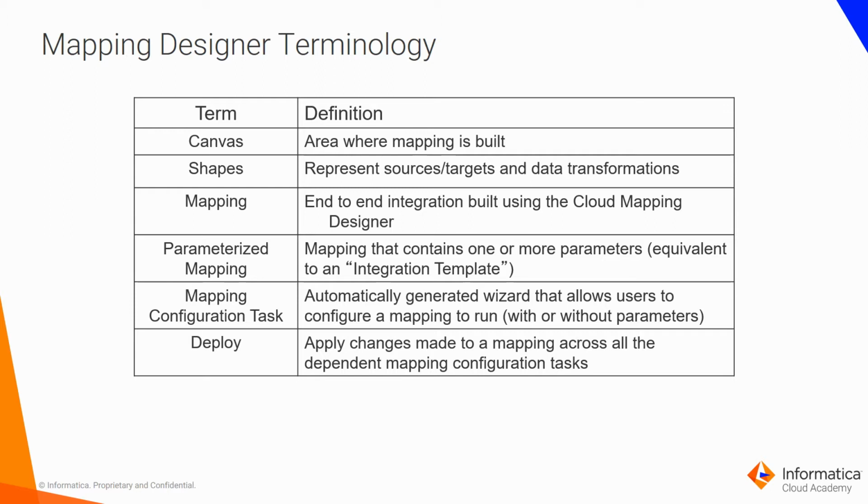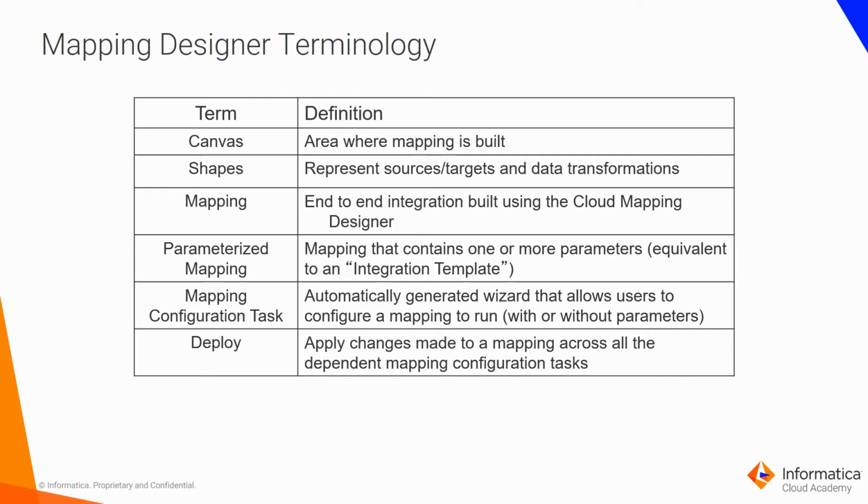When I talk about a parameterized mapping, I'm referring to a mapping that contains one or more parameters. A mapping configuration task is an automatically generated wizard that allows you to configure a mapping including scheduling and parameter value assignments. If you make changes to a mapping, you can promote those changes to any dependent mapping configuration tasks by deploying them.